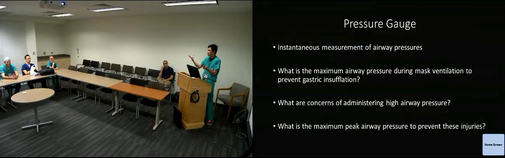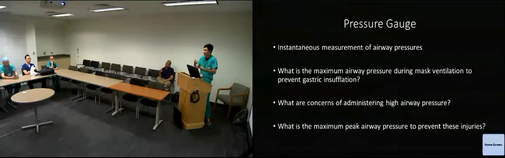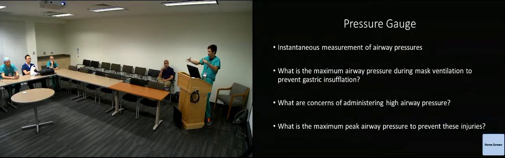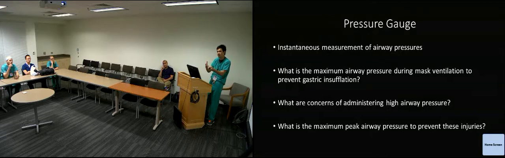So yeah, it's 20. You don't want to go over 20 because you open the lower esophageal sphincter and start to insufflate the stomach, and then the concern is that you'll get an aspiration pneumonia. So when the patient stops breathing and you need to mask them, set that APL valve to 20 and you shouldn't go over that, okay? At least when you're masking without a protected airway.